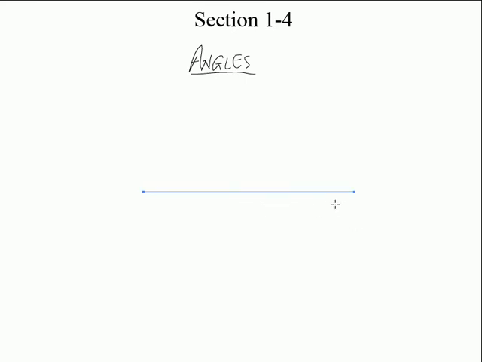Tell me if you remember what this thing is. What's that right there? It's a line with an arrow. A line ray? Just a ray. It's just a ray. How do you know it's a ray?